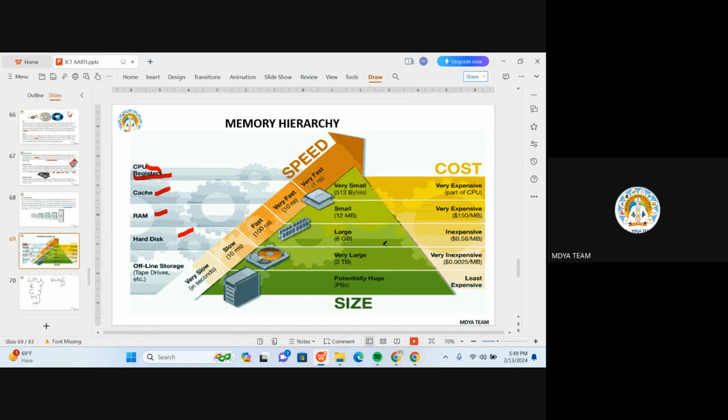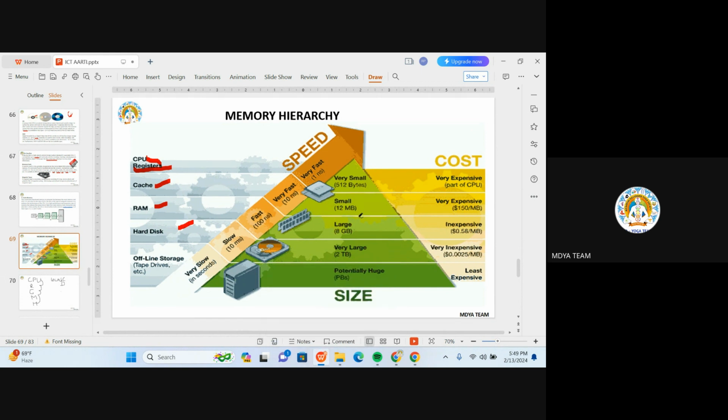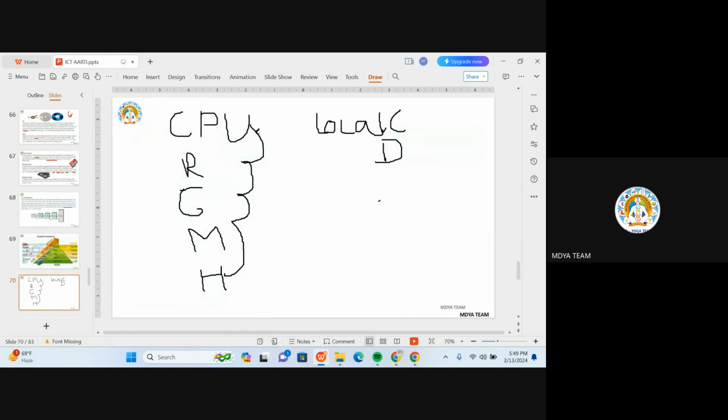Got it? Yes, ma'am. So the CPU will give the instruction. One more thing you have to memorize. This is the local C drive. This is a secondary storage, but the data is stored at some address.